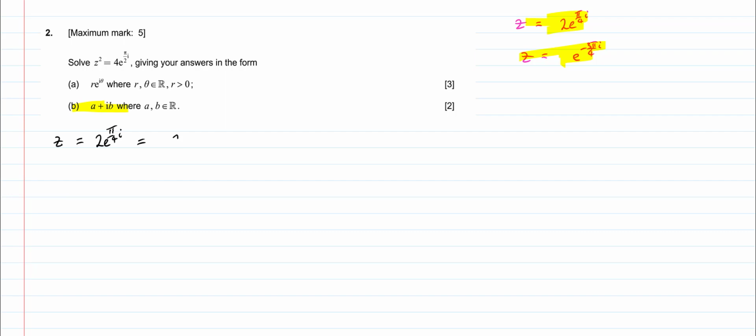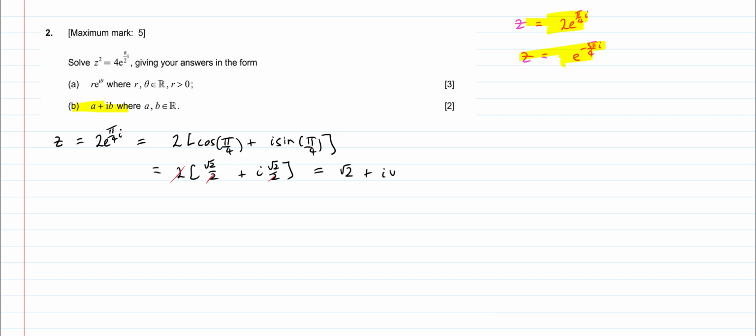So in mod arg form, it's going to become 2 brackets cos of our argument, which is pi over 4, plus i times sine of pi over 4. So that is equal to 2 times, well, cos of pi over 4 is root 2 over 2, plus i times, and sine of pi over 4 is also root 2 over 2. And working all that out, well, the 2's are going to cancel, so these 2's will cancel here. So we're going to be left just with root 2 plus i root 2.